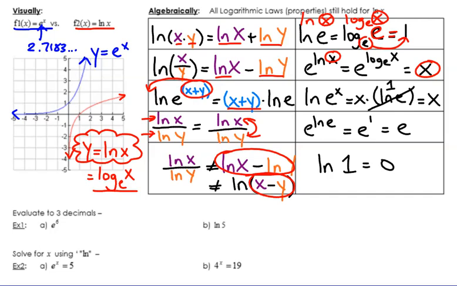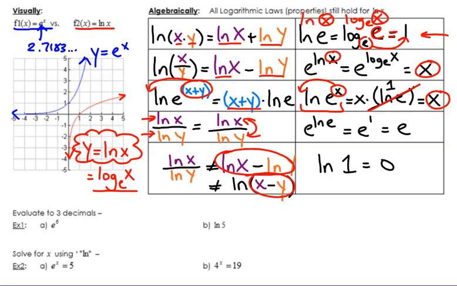Okay, now we have ln e to the x, and so you can bring that x down in front, and then you have ln e. Since we already know from this step that ln e is 1, we can get rid of it, and this guy is going to equal x times 1, which is just x.